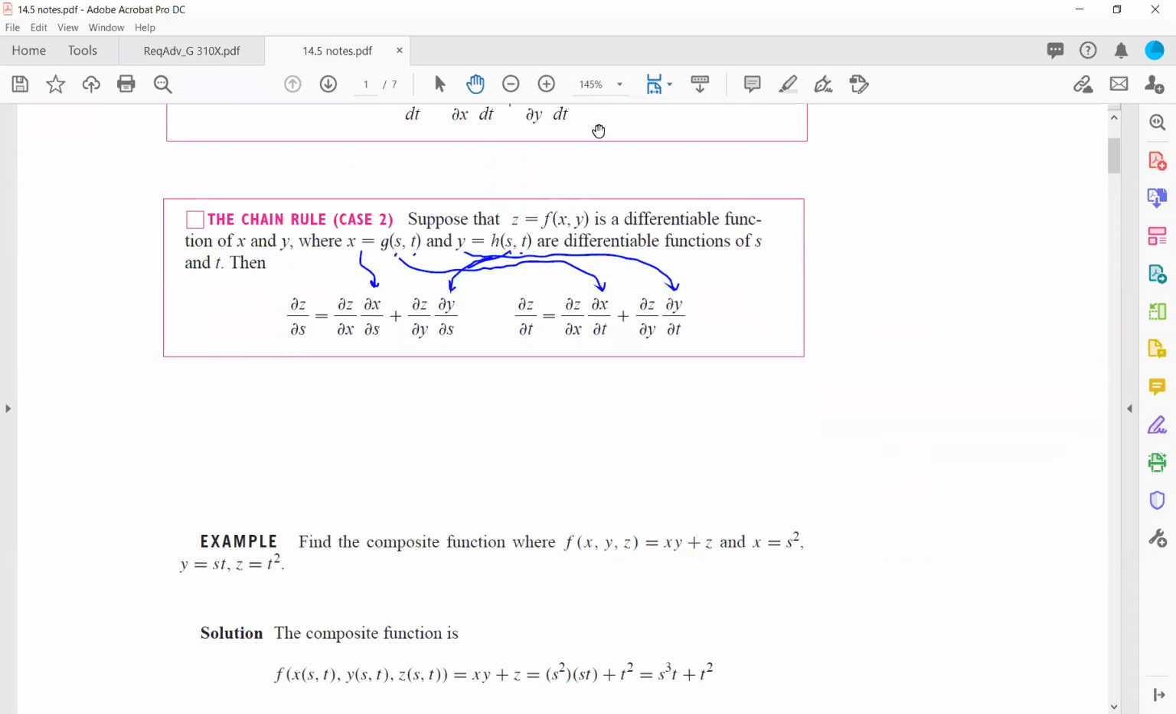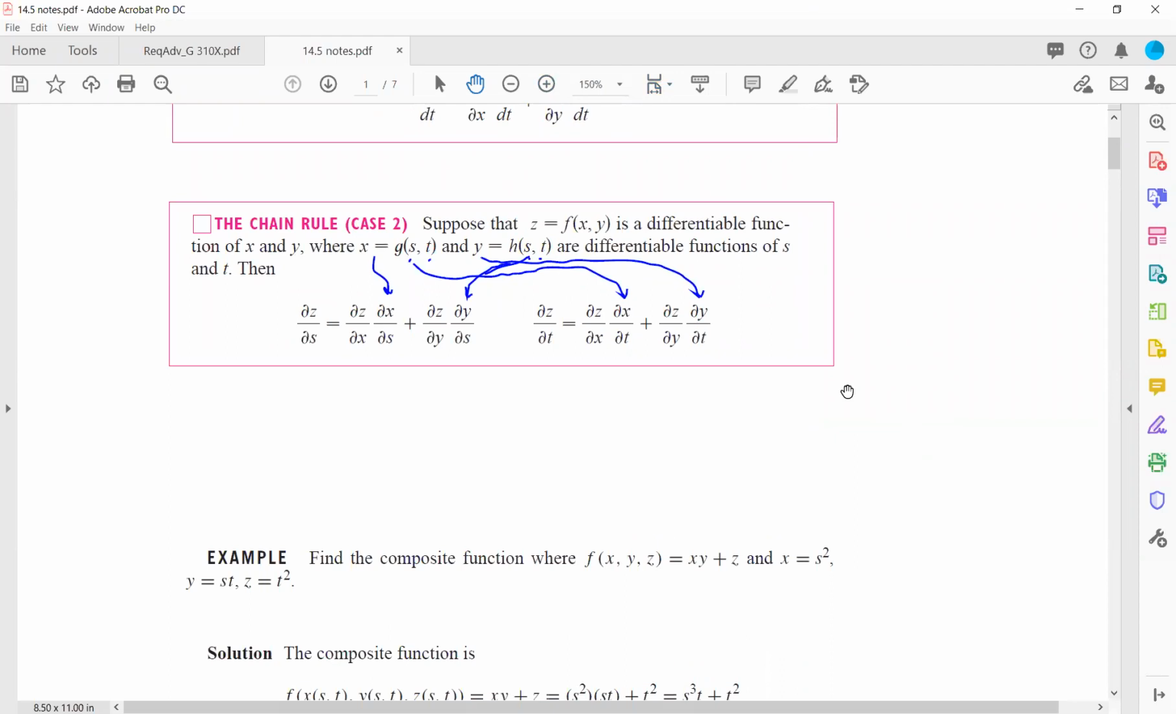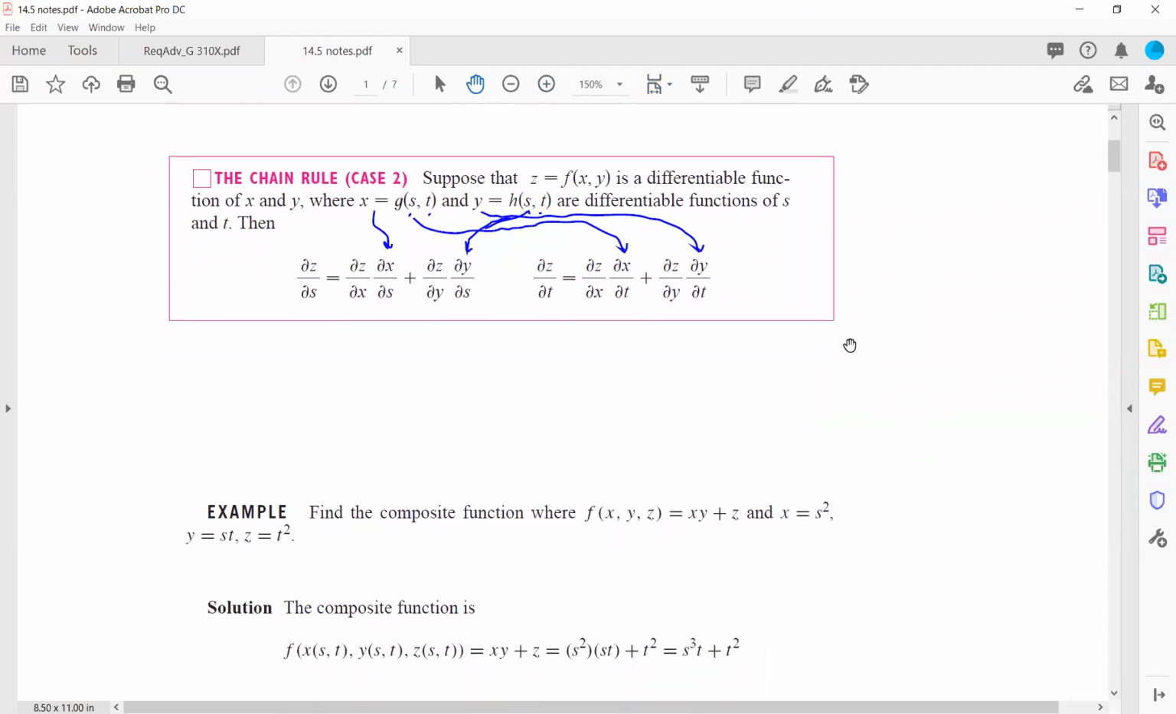Perfect. Example. So here we have an example. It says, first of all, you have a function in 3 free variables, x, y, and z. It's defined as xy plus z. Suppose variable x is a function of s. Variable y is a function of s and t. And variable z is a function of t. Then it says find the composition of the function with respect to these 2 variables.